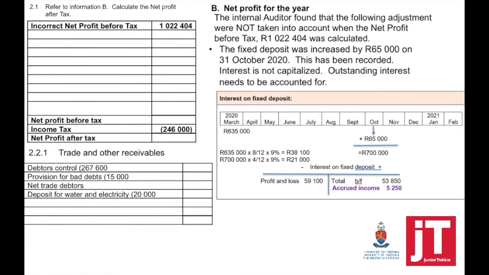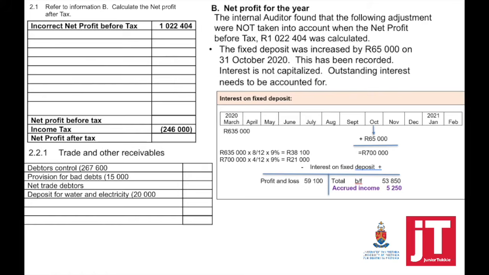So if we open up a T account, the interest on the fixed deposit from the pre-adjustment trial balance, we had a total of 53,850. Our total interest for this accounting period is supposed to be 59,100. This means the difference, 5,250, is still outstanding.